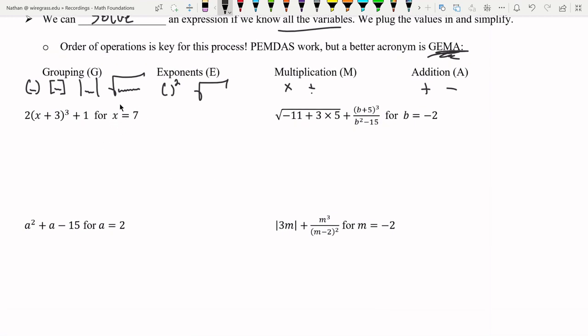So for these expressions, we know what the variable is. So I'm just going to plug this number into the expression and simplify it using order of operations. I'm going to plug it in with parentheses. So I'm just going to replace the x with what x equals. In this case, x equals 7. So I just changed x to 7. And now these parentheses are just there for the inputting of the x. So I need to do these parentheses first, as grouping is the first order of operation that we have to do. So I want to do 7 plus 3 first.